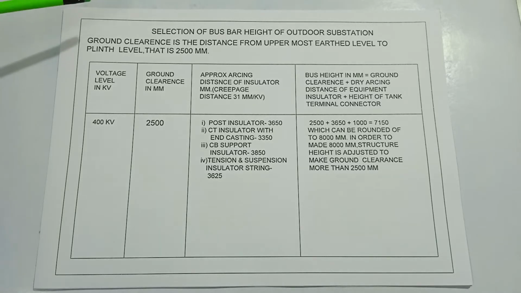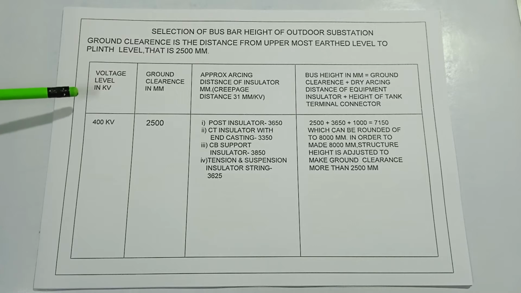Here is the selection of busbar height of an outdoor substation. Ground clearance is the distance from the uppermost earth level to the plinth level, that is 2500 mm. The ground clearance is practically the distance at which a person standing on the ground cannot touch the insulator portion of the busbar system. This is taken as 2500 mm.